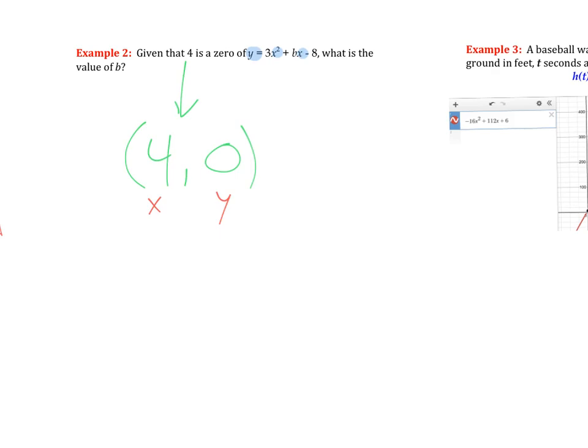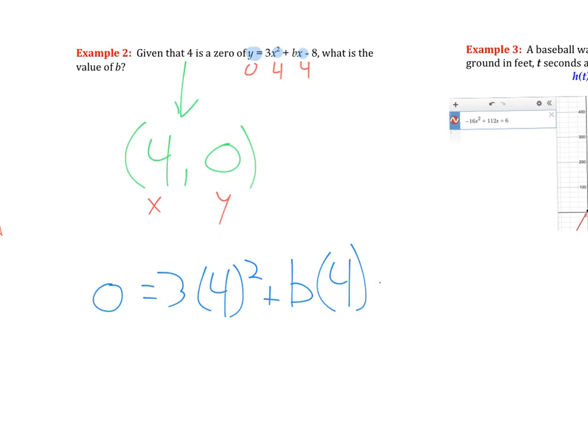Well, whenever I see an x, I can plug in a 4, so a 4 would be there and a 4 would be there. And whenever I see a y, I get to plug in 0. So if I do that, this would look like 0 equals 3 times 4 squared plus b times 4 minus 8.